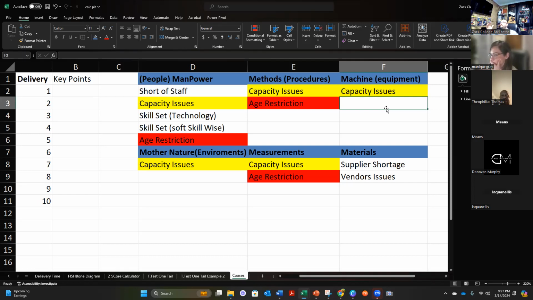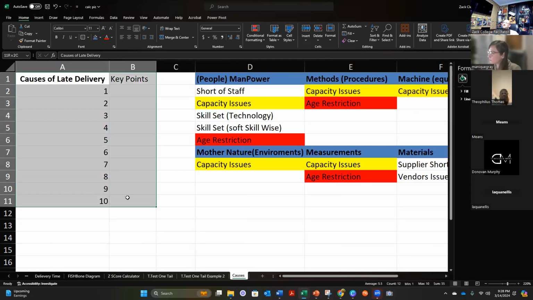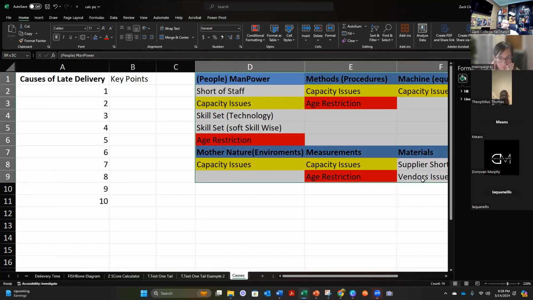Again, I think this is a really good activity you can do with your team. Just putting it on a board like this, getting together in a room, maybe not through laptops or computers, but just putting it up on a whiteboard and saying, hey, what are the issues? And then you start to code it from there.